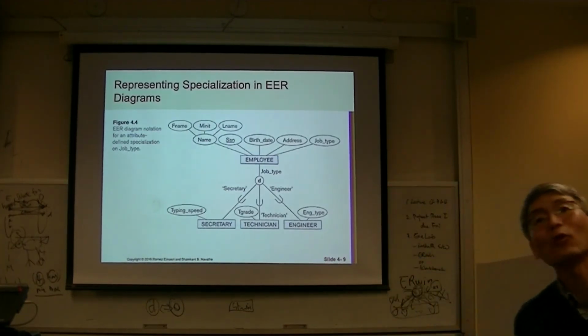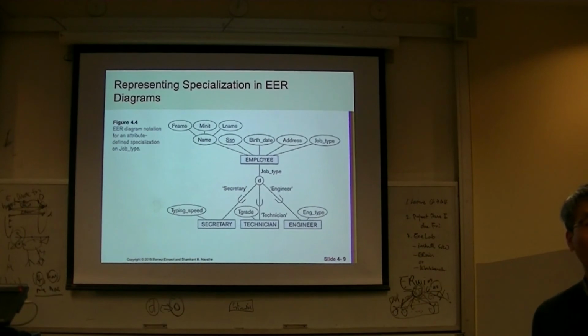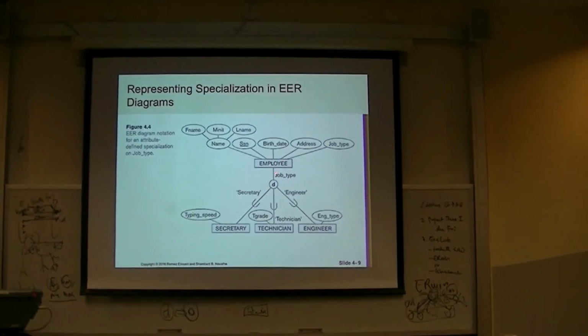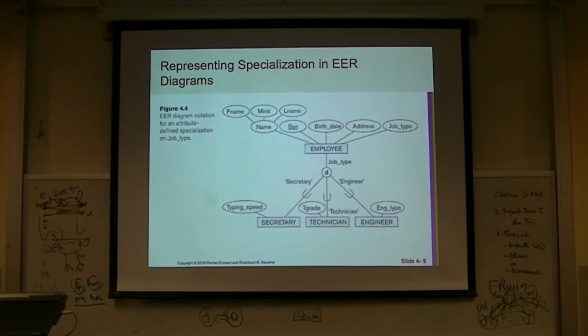So there are 4 different cases by combining. Disjoint and mandatory means the employee is exactly one of these. Overlap and mandatory means the employee should be at least one of these. It can be multiple. Disjoint and optional means the employee is at most one of these. The disjoint and the optional means an employee may not belong to anything.